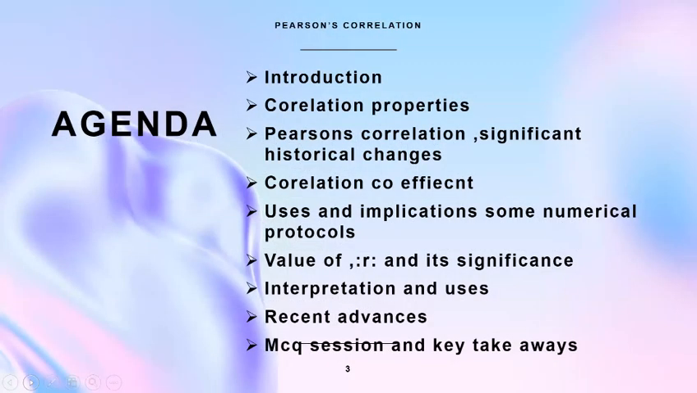Now, what's the agenda for today's discussion? I have highlighted some of the points. Basically, we'll try to have an introduction to what Pearson's correlation is, what the properties of Pearson's correlation are, significant historical changes, the correlation coefficient, uses and implications, along with some numerical protocols. What is the value of R and its significance? How are we going to interpret it, and what are the uses of it? Recent advances in the same topic, an MCQ session, and a key takeaway lesson for us.